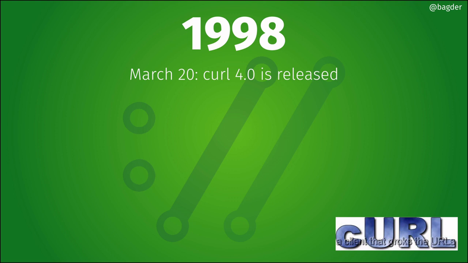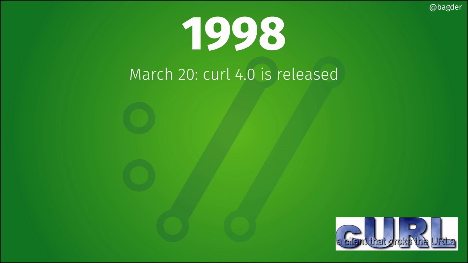I started curl on March 20, 1998, when I uploaded curl 4.0. This was a new version of the tool I already had, which was called URL get before that, and I renamed it to curl. So I did a URL get release just the week before, and then I just renamed it, changed the directory name and stuff, and then I built another release and uploaded it.